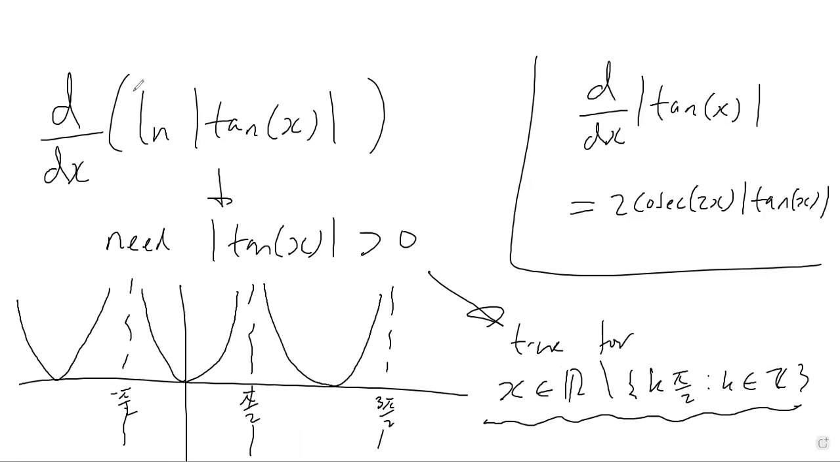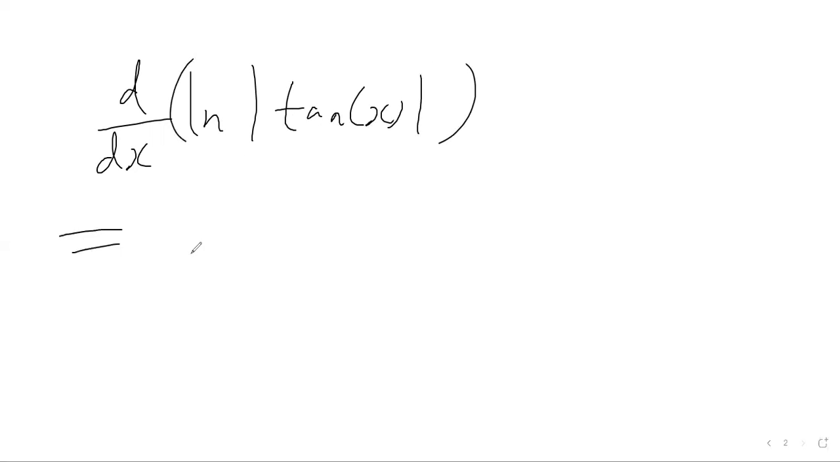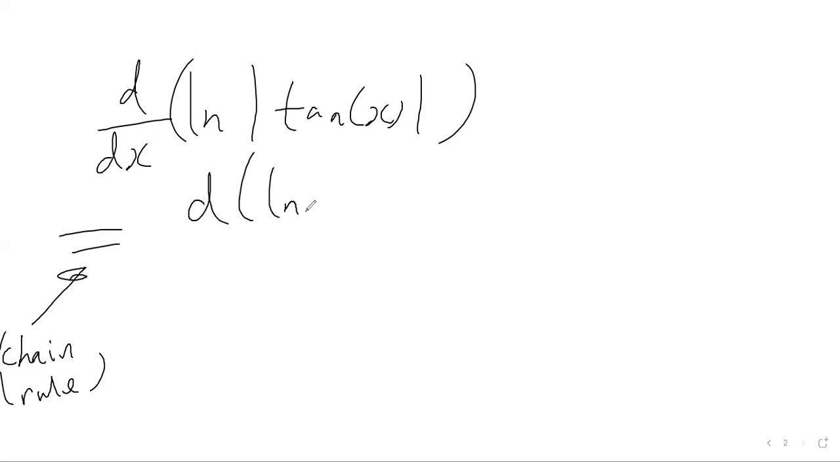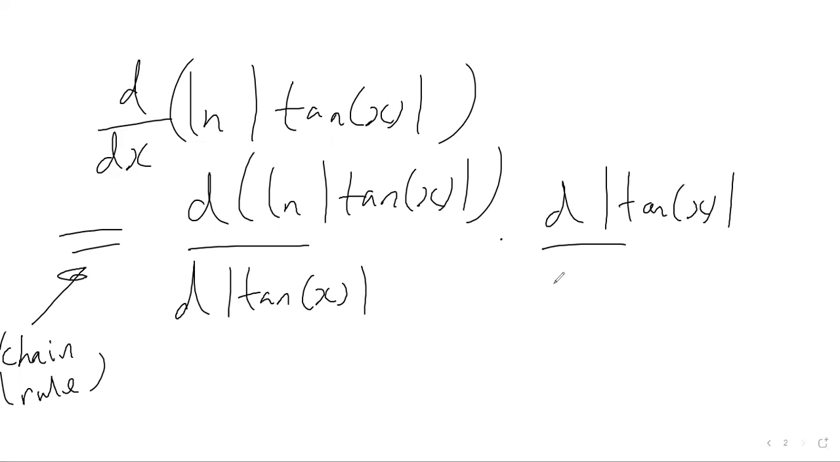Now let's use the chain rule to differentiate the function. We're going to differentiate ln of the modulus of tan x, so this is going to be a chain rule example. Let's make a note here that we're using the chain rule. This is the same as differentiating ln of modulus tan x with respect to modulus tan x, and then multiplying that by the derivative of the modulus of tan x with respect to the variable x.